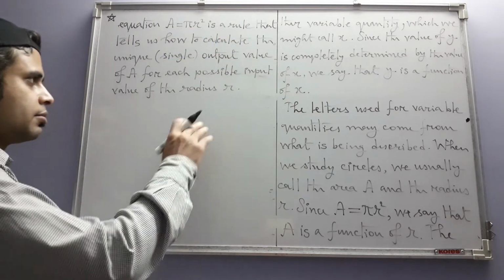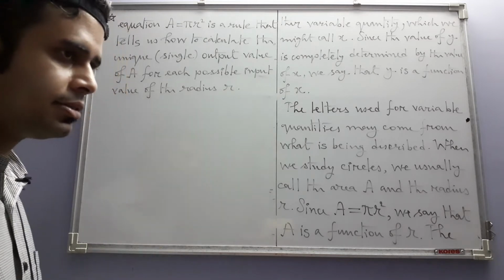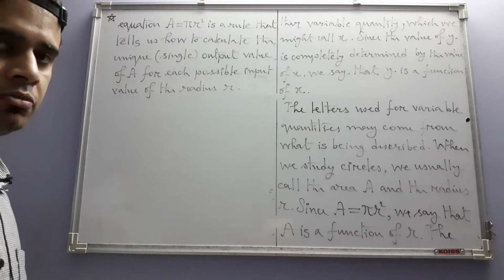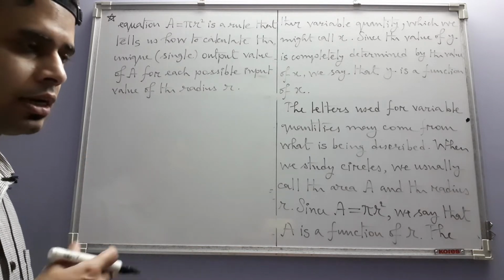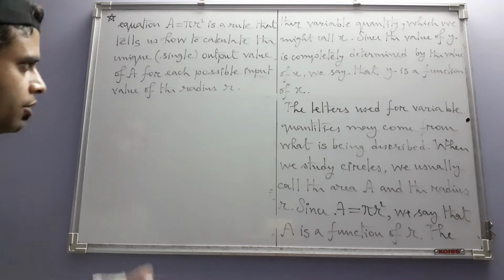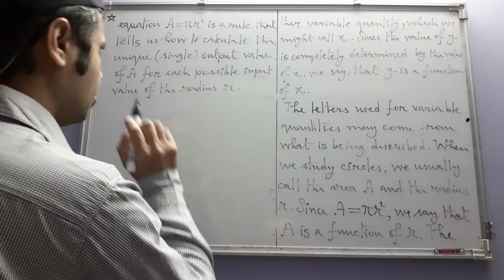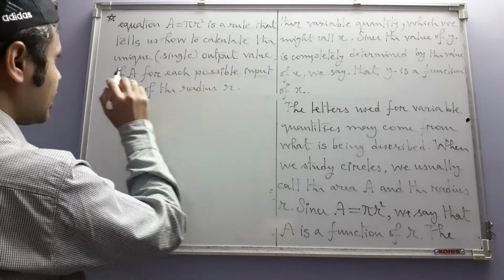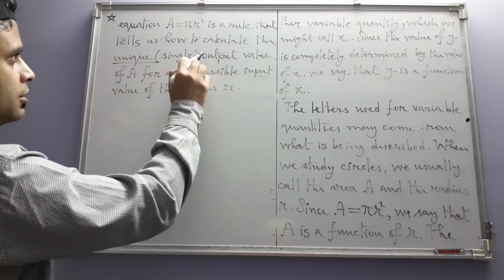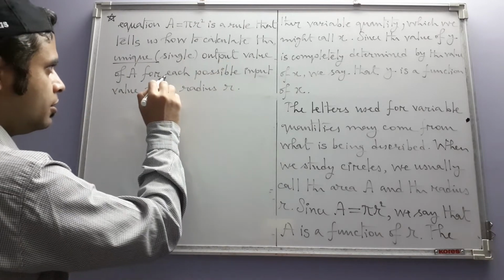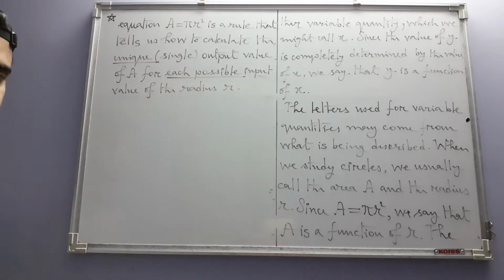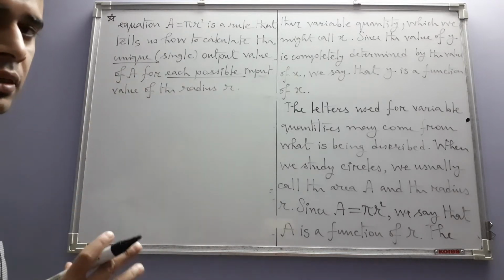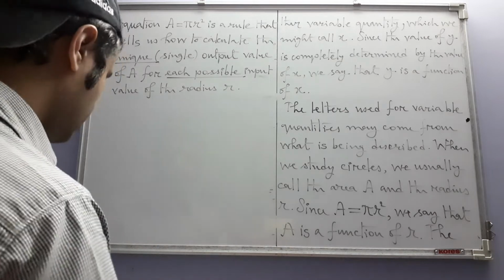So it's like r is an input into the formula and a is an output that we get from the formula, or the output given by the formula for that particular input. One more thing that you note here is how to calculate the unique output value of a for each possible input value of the radius r. These words have meaning, they are there for a reason.